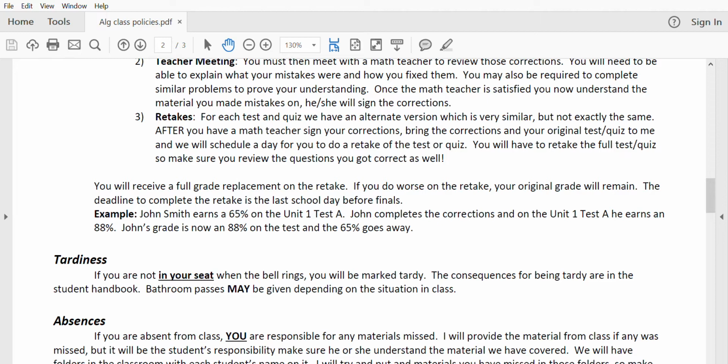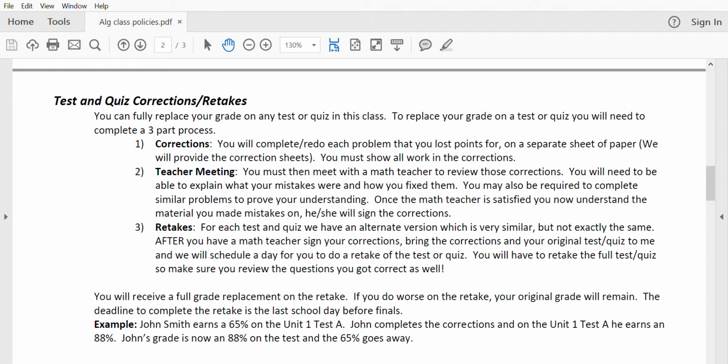Let me just add this here, you don't have to do poorly to do a retake. I've had many students who got a B on a test or a quiz and wanted an A. So they did the corrections. They met with a teacher, got their corrections signed, and then did the retake and ended up getting an A and bumped their grade up to an A.